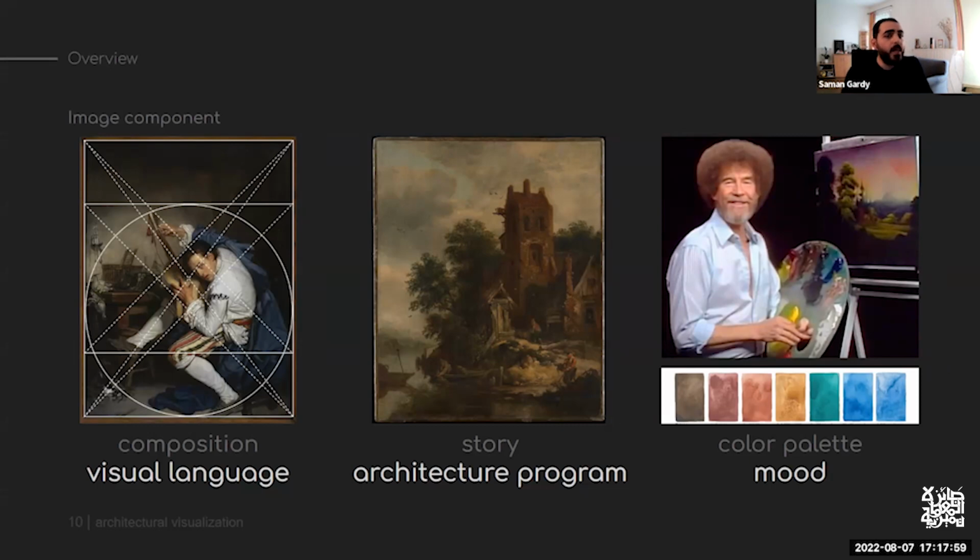And lastly, it's the color palette. Each image has a color palette, and this color palette shows the mood of the image. It's the same in movies. The directors or the color graders try to give a certain feeling through a color palette in a movie. When you are creating a visualization, it's the same. You try to convey a message through the color palette.